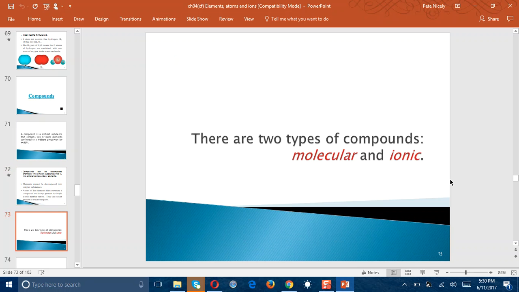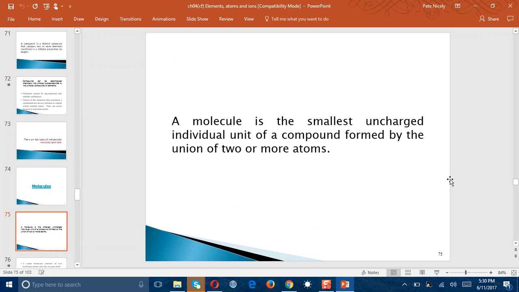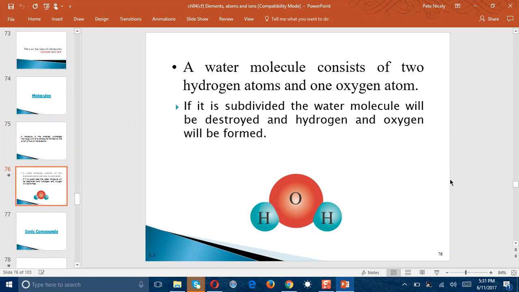Now, there are two types of compounds. You have molecular and ionic. Molecular compounds are basically consisting of molecules, which would be the smallest uncharged individual unit of a compound that is formed by the union of two or more atoms. And later on, we're going to learn that these atoms that are combined are actually held together by forces known as covalent bonds. An example of a molecule would be water. Water consists of two atoms of hydrogen and one atom of oxygen.